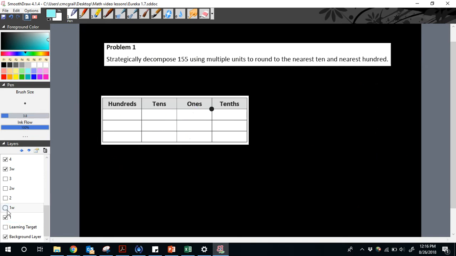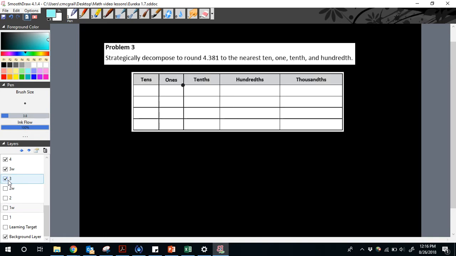Let's take a look at a slightly more challenging problem. This problem says, strategically decompose 4 and 381 thousandths to round to the nearest 10, 1, tenth, and hundredth. So we're actually going to draw 4 number lines down here, so make sure that you have room in your notebook.